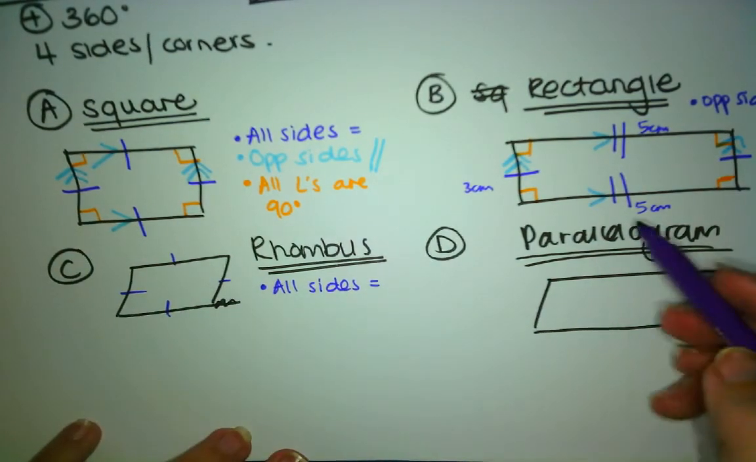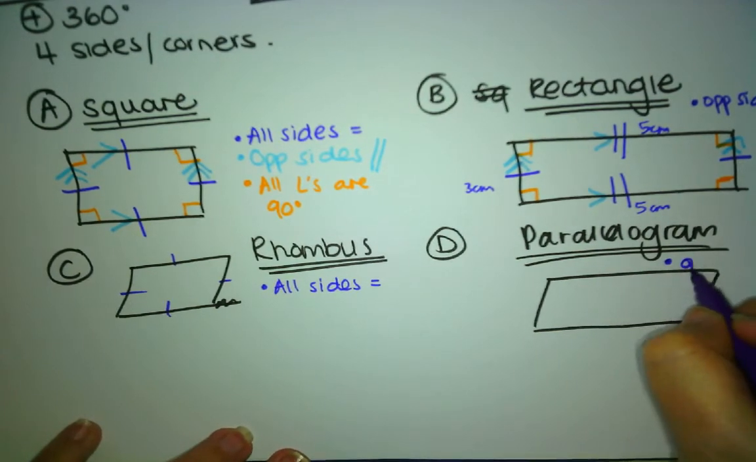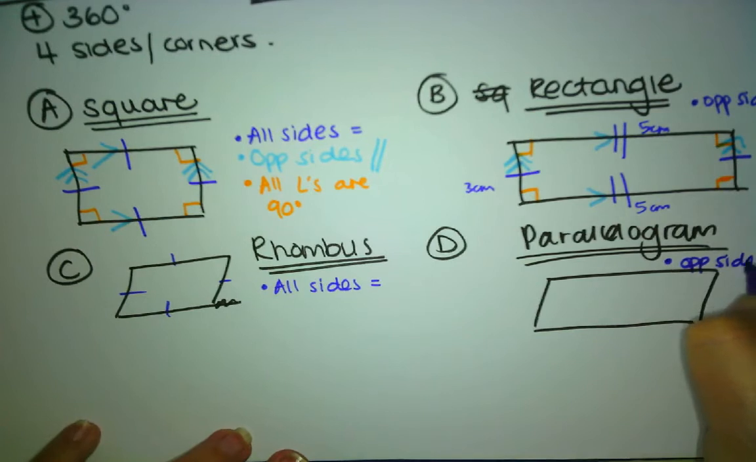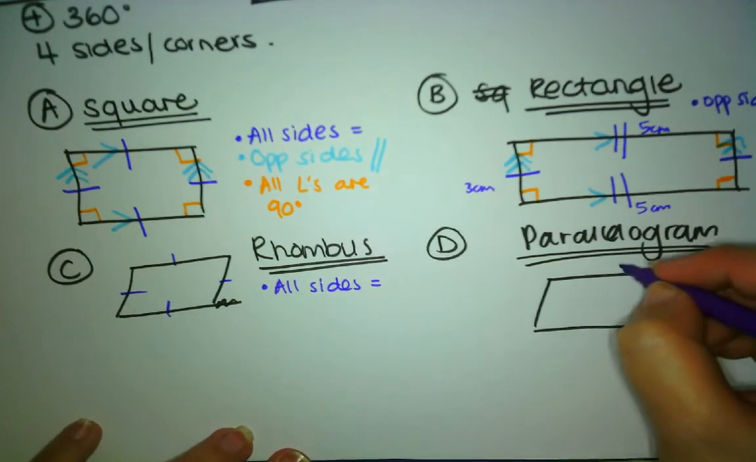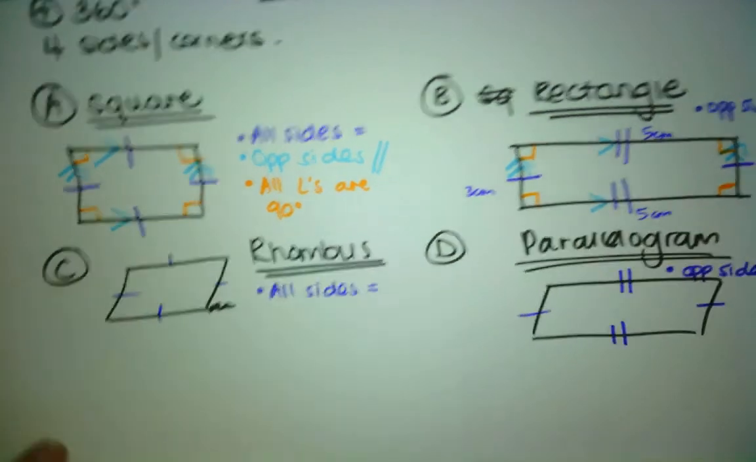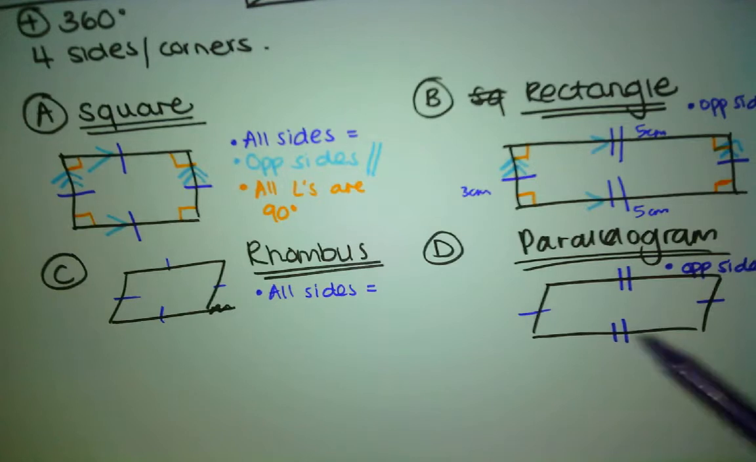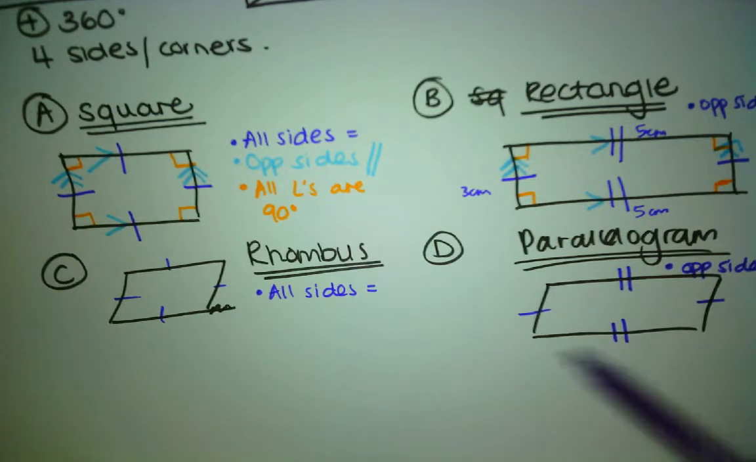Okay, with a parallelogram, that's the different one. Alright, where we have opposite sides equal. So the side here is the same length as that one, it's the same length as that one. So if I take a ruler and I measure this side, that side should be the same length, okay? And the same as that side should also be the same length. Right. So, next one.